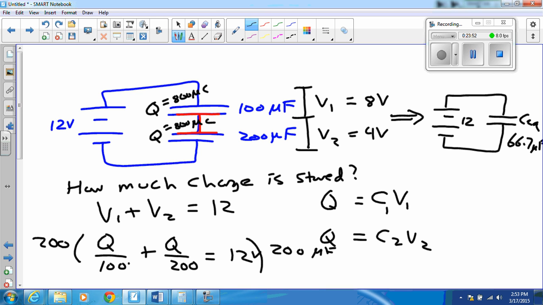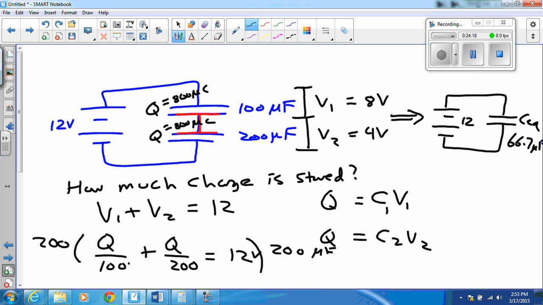Why? It can be smaller because it only has to store 800 microcoulombs of charge at 12 volts, whereas my other two capacitors had to store them at 8 volts and 4 volts respectively, right? And so they needed to be larger in order to do that. Okay. Well, this calculation was kind of involved, and so we'd like to turn it into a formula.